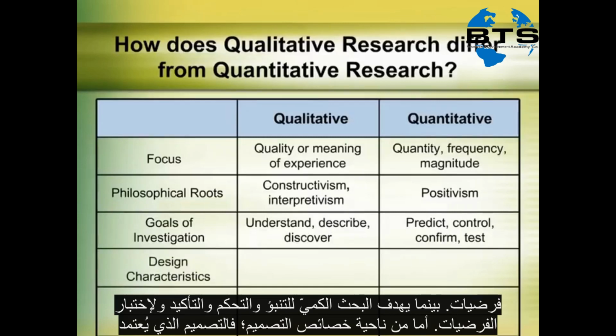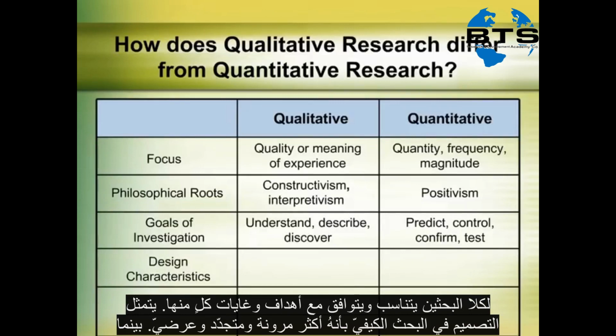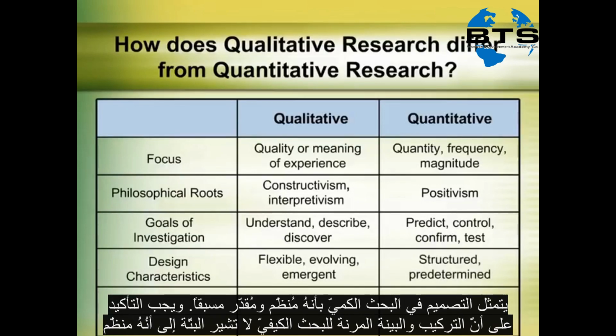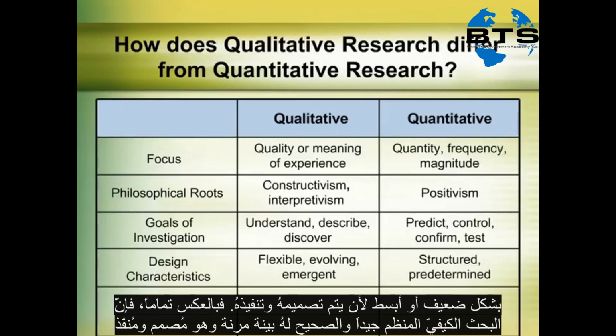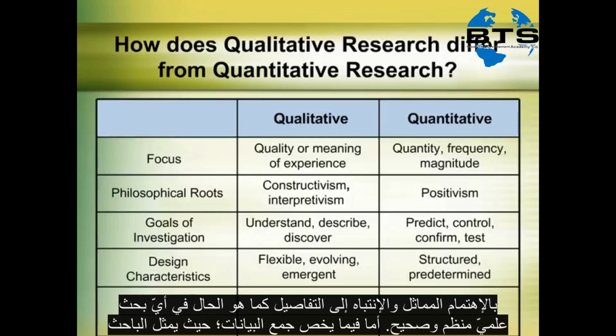Design characteristics. The designs used in these two types of research are suited to their goals. Qualitative research design is more flexible, evolving, and emergent, while quantitative research design is structured and predetermined. It should be emphasized that the flexible structure of qualitative research in no way suggests that it is less disciplined or easier to design or implement. Quite the contrary. Well-designed, valid, scholarly qualitative research has flexible structure and is designed and implemented with the same care and attention to detail as any well-designed, valid, and scholarly quantitative study.